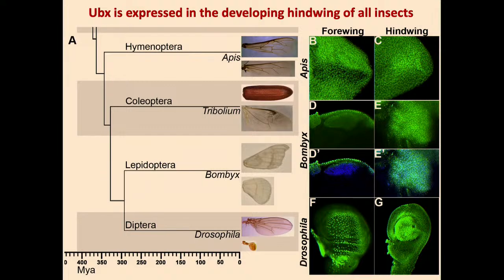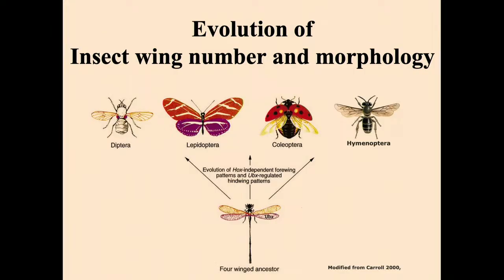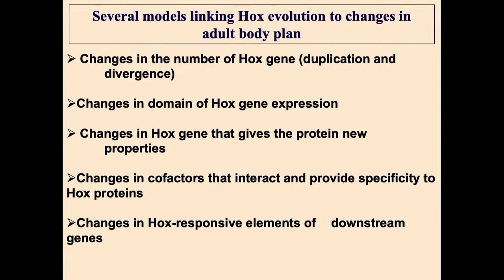That means UBX expression per se is still present, because one prediction is that if UBX is expressed, it will make a halter. That means UBX may not be expressed here, or expressed here, or not expressed here, which is not true, right? So gene expression is not necessarily the answer. Is it the protein which is different in these ones?